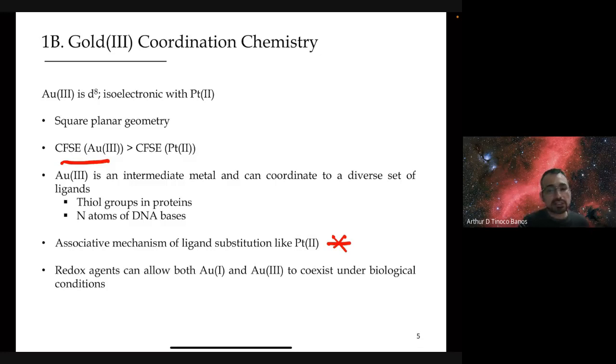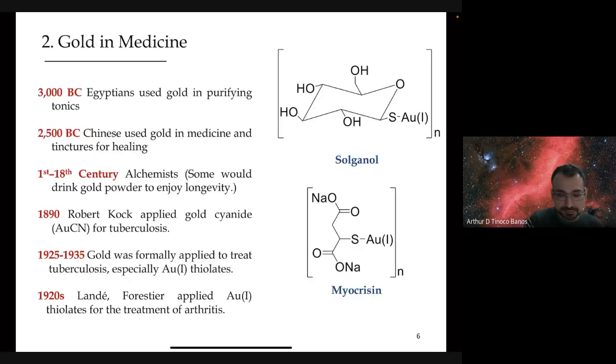And redox agents can allow for both gold 1 and gold 3 to coexist under biological conditions. But I did mention to you that within the cellular environment, gold 3 would likely be reduced to gold 1, right? So just keep that factor in mind.